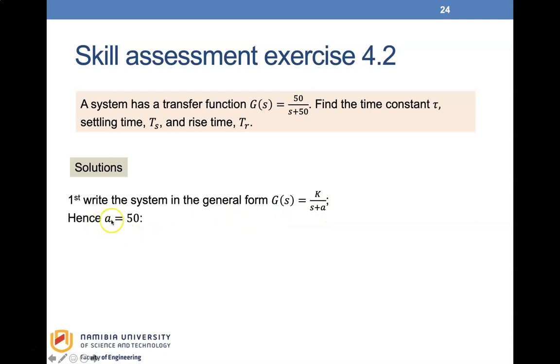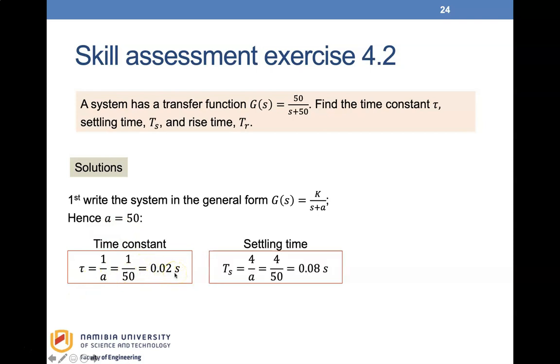In this case, you can see that if you put this in this form, our a is equal to 50. Therefore, our time constant is 1 over a, which is 1 over 50. That gives you 0.02 seconds. And then our settling time, which is T_s, is 4 over a. That gives us 4 over 50, so we have 0.08 seconds.